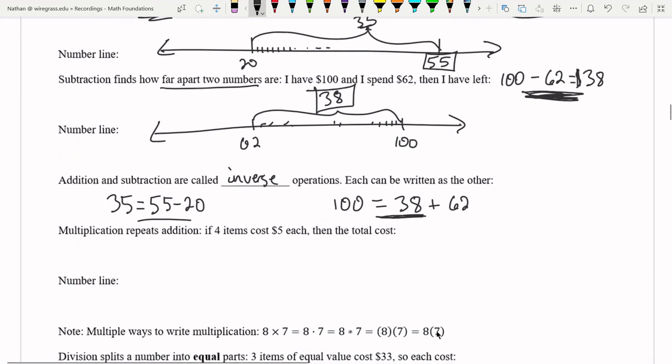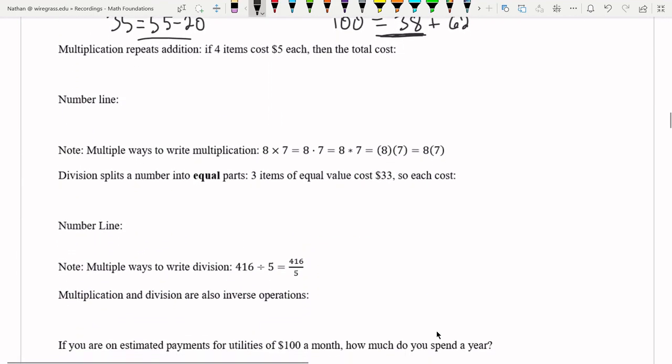Okay, multiplication just repeats addition. So 4 items that cost $5 each is the same thing as 5 plus 5 plus 5 plus 5, or 4 times 5. And that's, of course, going to cost you $20 to buy those 4 items.